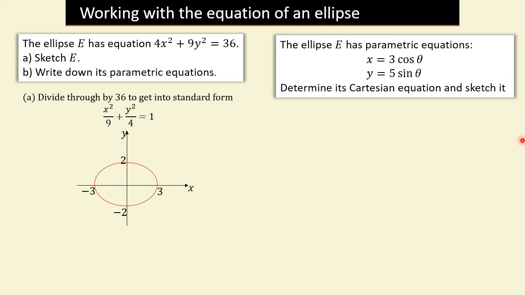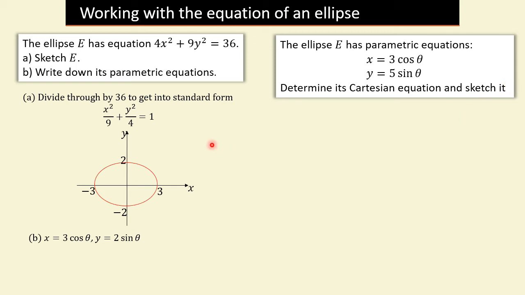So coming back then, the parametric equations, remember we had cosine involved for the x direction and sine involved for the y direction, and the 3 and the 2 are going to be key for us. So we're going to get 3 cos theta for the x and 2 sine theta for the y.